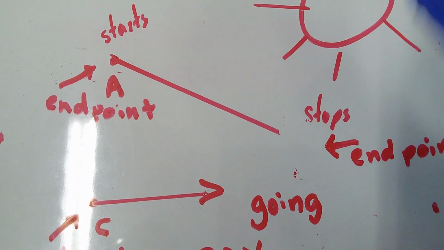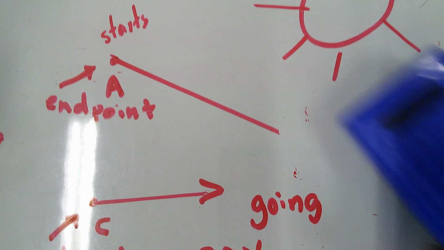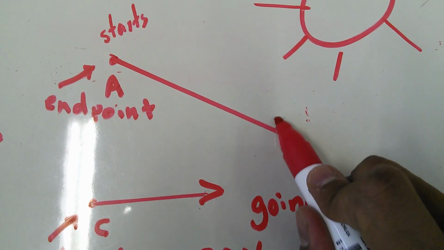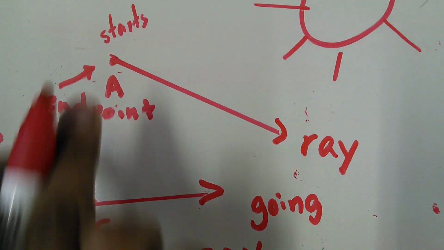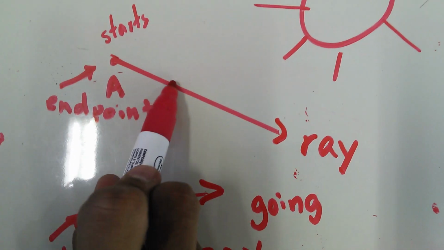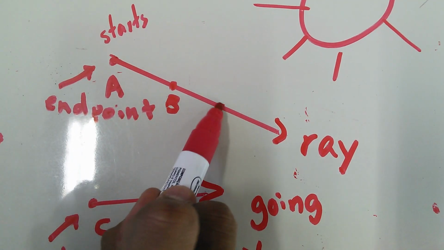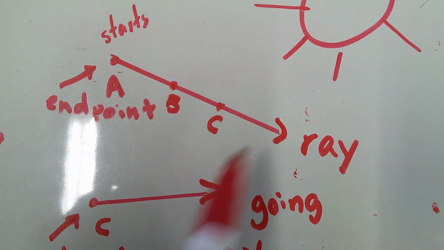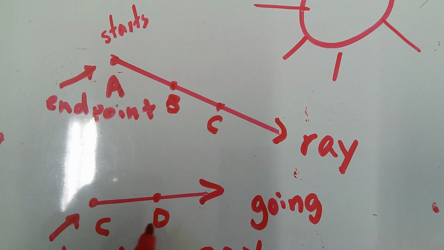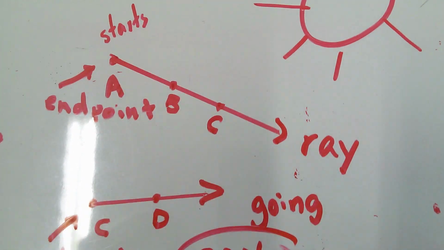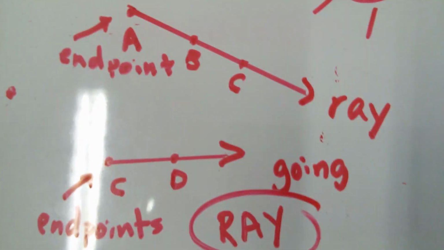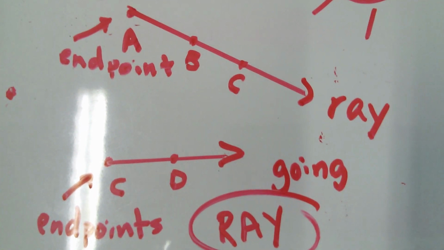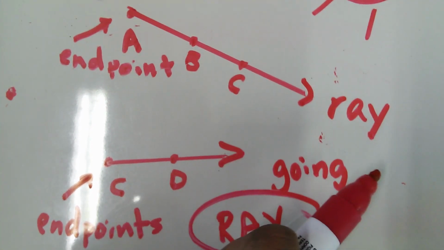So, again, when it starts there and it keeps going in the opposite direction, we call it a ray. On this ray, you could have other points. You could have a point B, a point C, and even a point D on this one, but it's still going to be a ray because it keeps going and going forever or indefinitely.